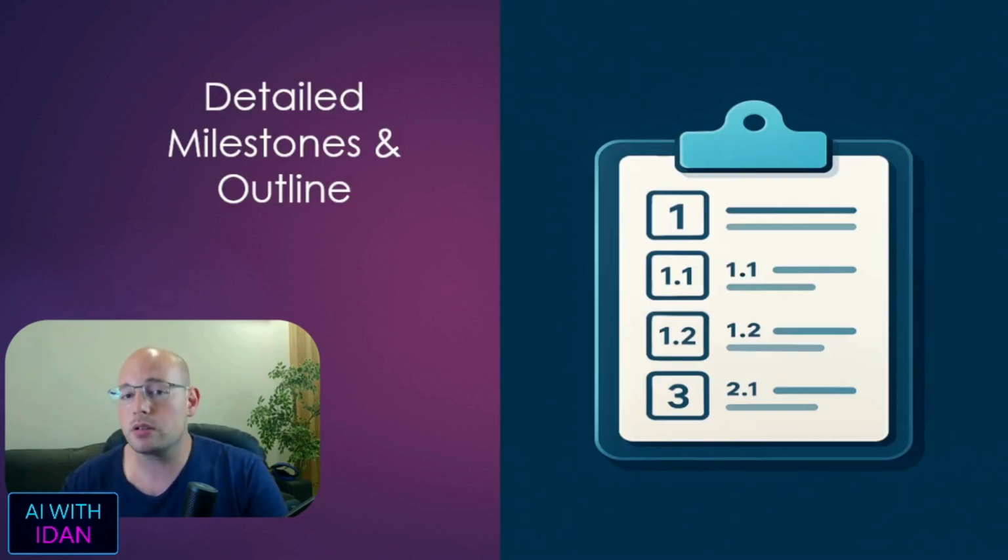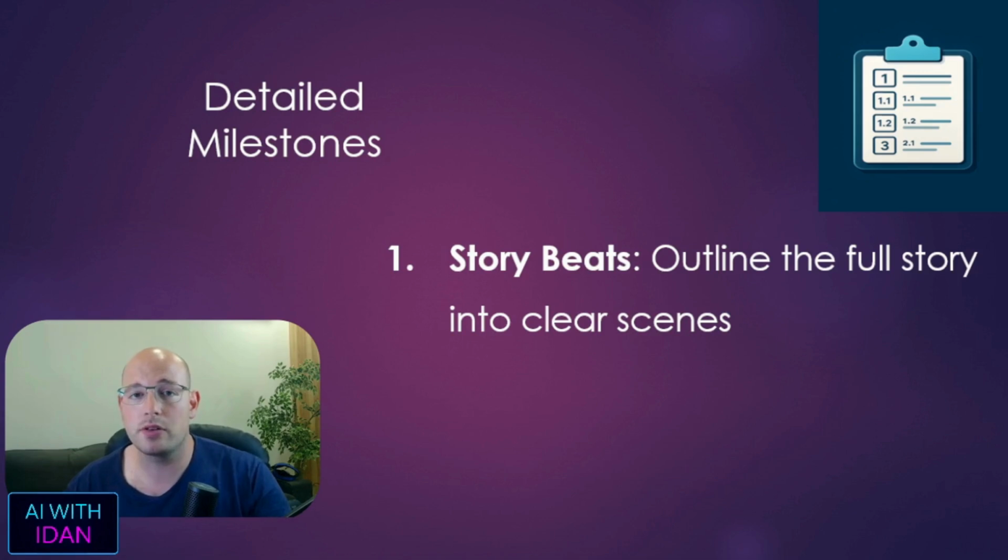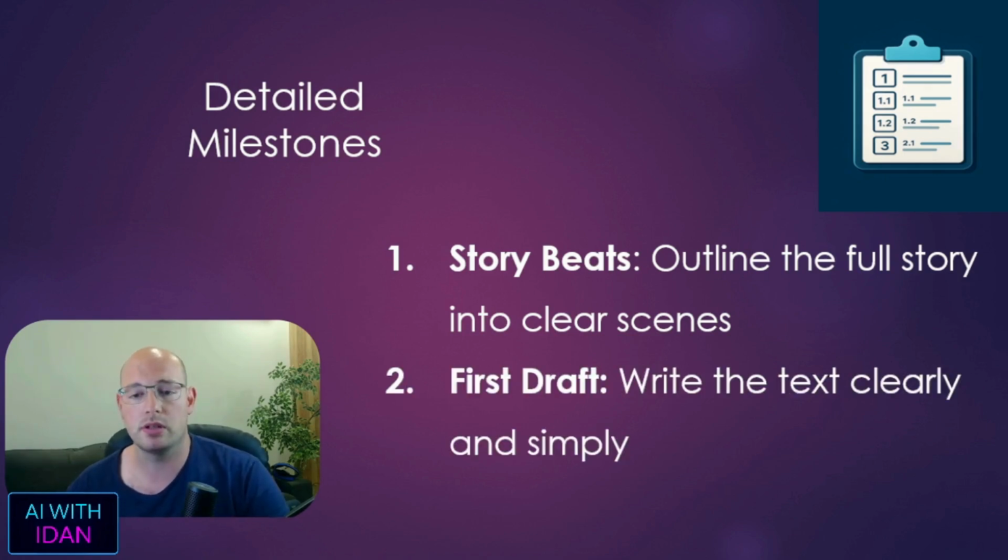Now he wants to start building detailed milestones and an outline. The milestones are the milestones for your project. The first milestone for Danny, because he wants to write a children's book, will be outlining the full story into clear scenes, frames if you want to call it that way. Afterwards, maybe he wants the first draft of only text. Afterwards, maybe illustrating. Either way, he writes the milestones.